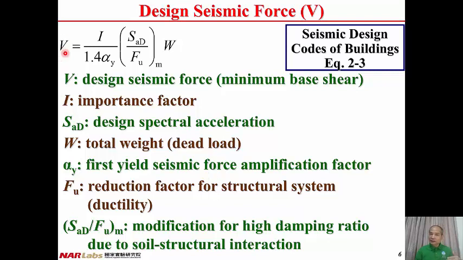Because the seismic design force has been reduced by 1.4, by alpha Y, by FU, the V here is the elastic seismic force. And after multiplying by alpha Y, it becomes a yielding force. And FU is the seismic force reduction factor for the structural system due to ductility. And SAD divided by FU modification, the ratio is modified due to soil structure interaction for the high damping ratio.